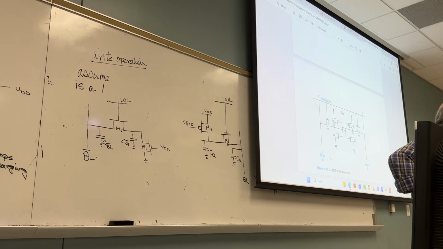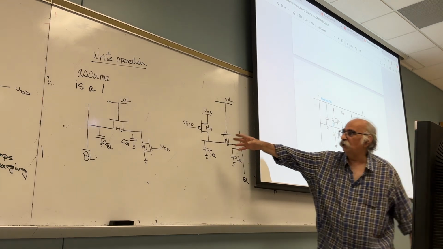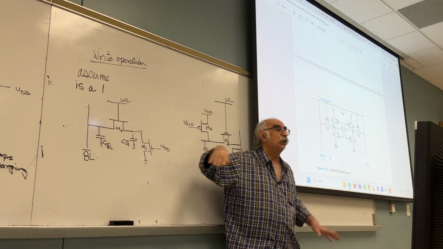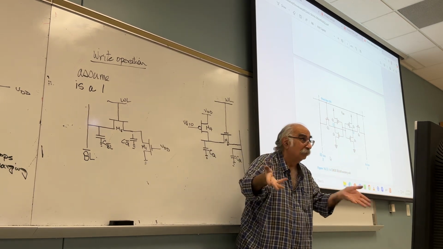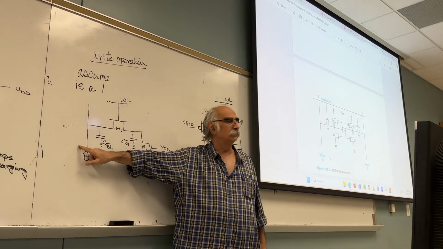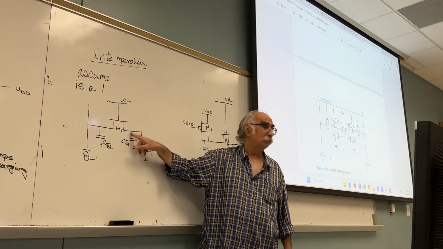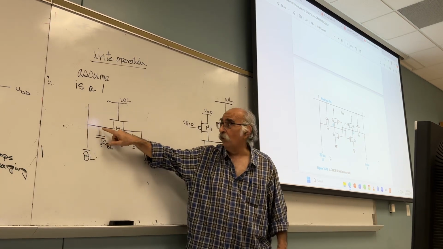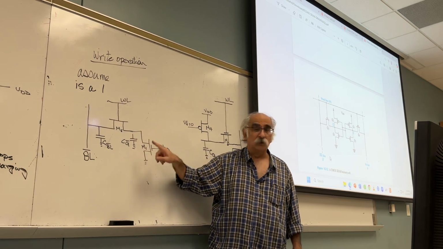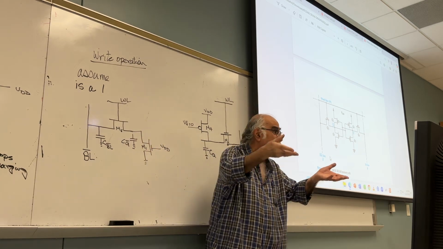Can we take a deep breath? I want you to tell me what is the operation here. The write operation. What did I put here? 1. What is this initially, Q bar? 0. Which means what? Will there be current going here? Yes. Which means the capacitor begins to discharge.